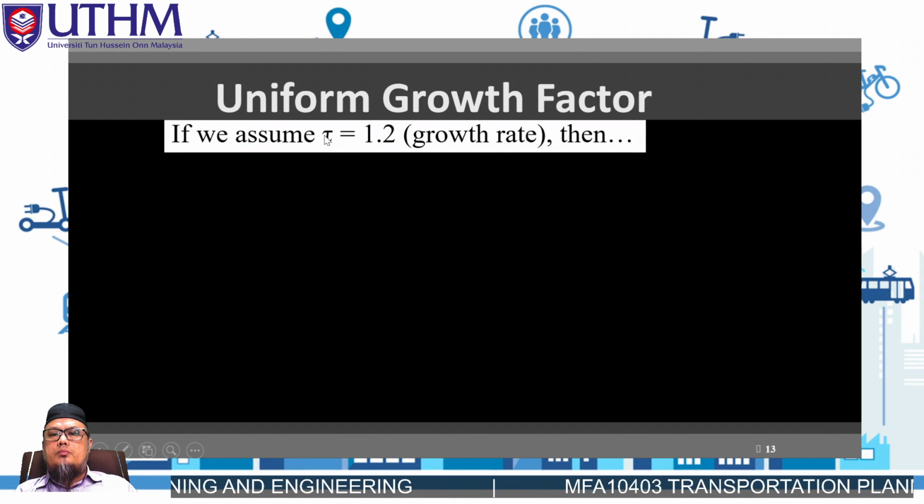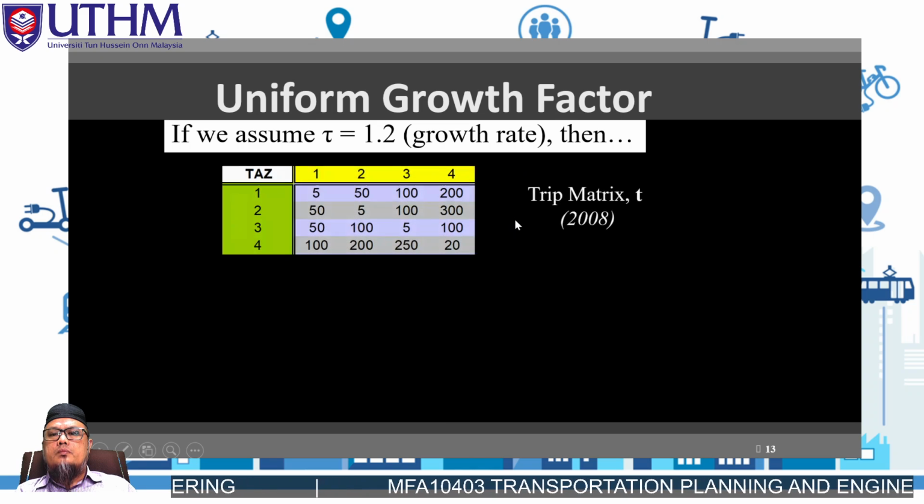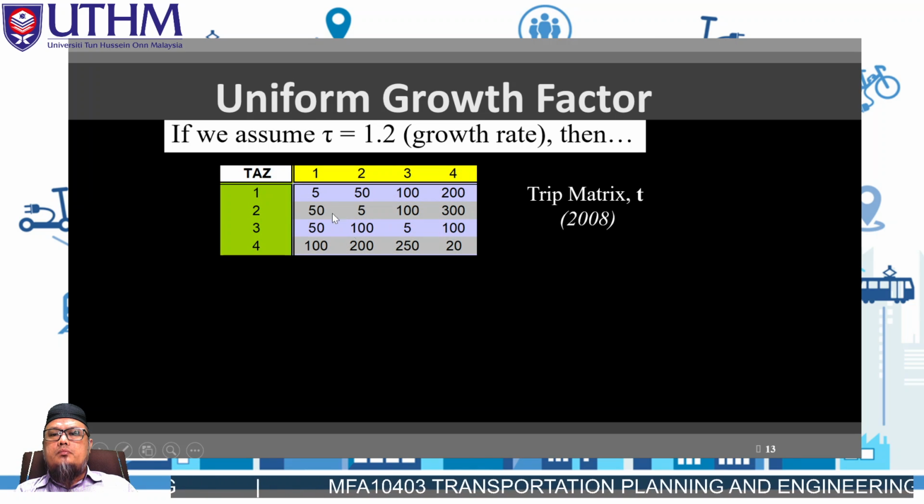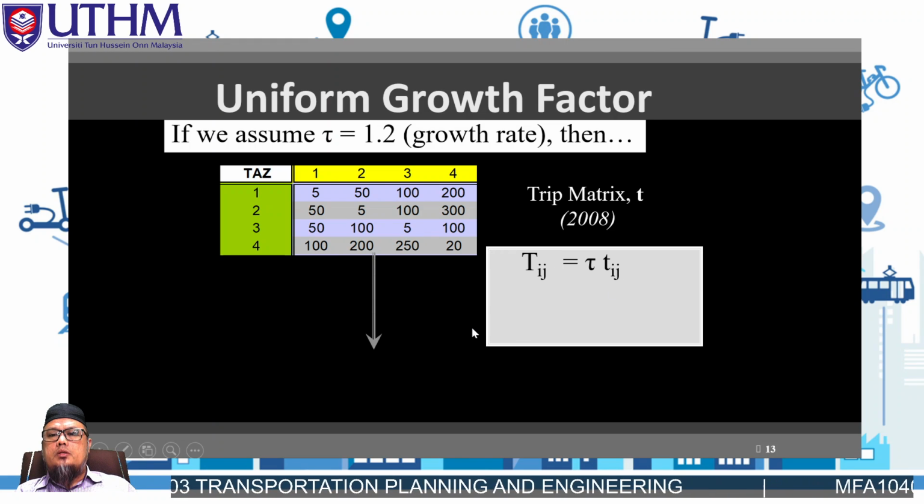Okay, let's say we assume the growth factor tau is 1.2. So we just assume 1.2. This is the existing, let's say existing in 2008. So what would be the trip matrix or the trip distribution in the next years, in the future? We're going to use this simple formula for the uniform growth factor. We are already given the tau, and this ij refers to this individual cell.